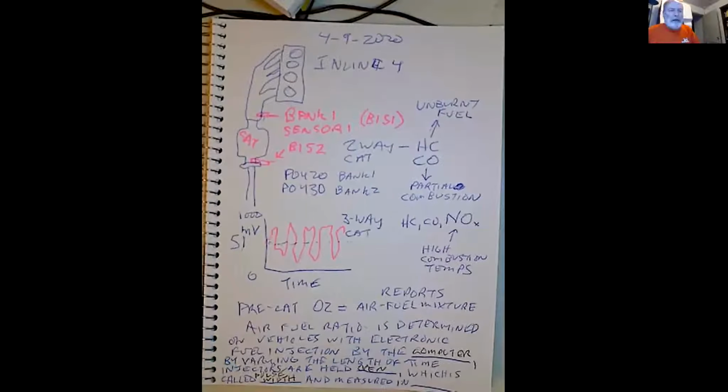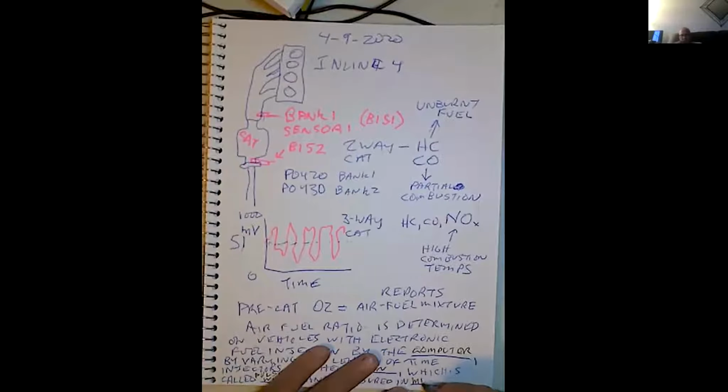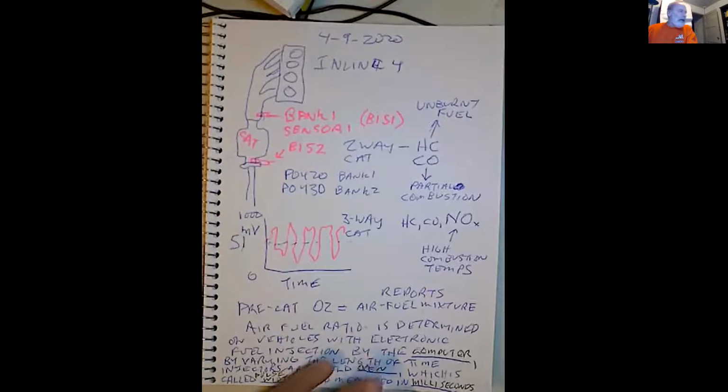And pulse width is measured in what? Milliseconds. How many milliseconds are in a second? 1,000. Okay. So typically we would expect 3 to 5 milliseconds for the injector to be held open. And that's going to change based on a whole bunch of factors, like all the stuff I showed you last time with the PCM and stuff, yeah? Okay.